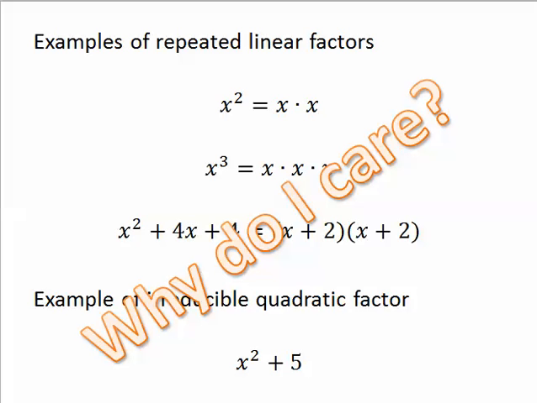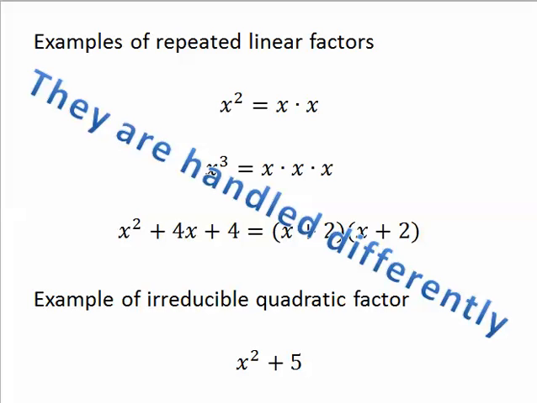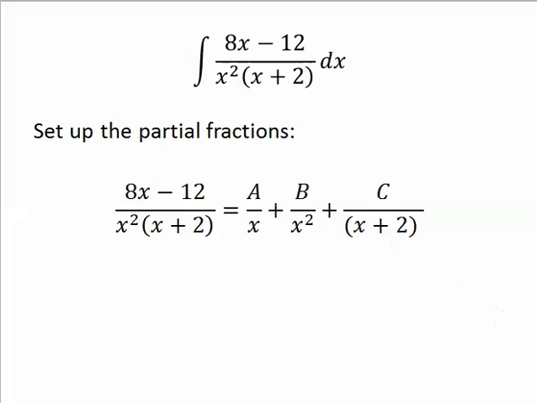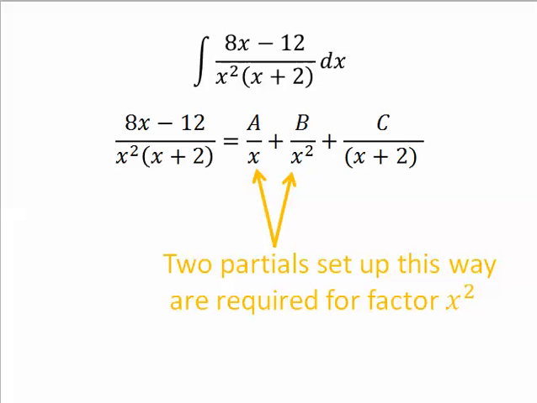And why do we care about the difference? Well, the way that you handle a repeated linear is different from how you handle an irreducible. This is how you handle a repeated linear. Notice that you need two partials for the factor x squared, and then just one partial for the factor x plus 2.